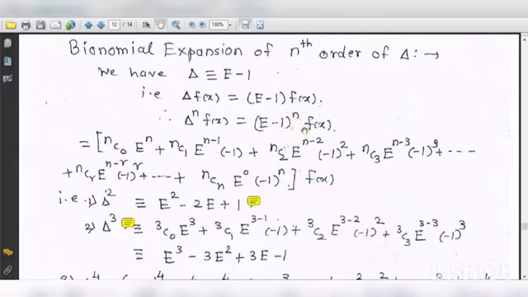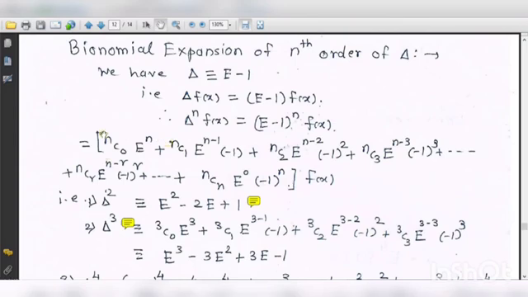But if n is more than 3, then how to obtain the powers? For this, we use the binomial expansion. This is known as binomial expansion. So what is this binomial expansion? Before that, you should know permutation and combination. Here we need only combinations.